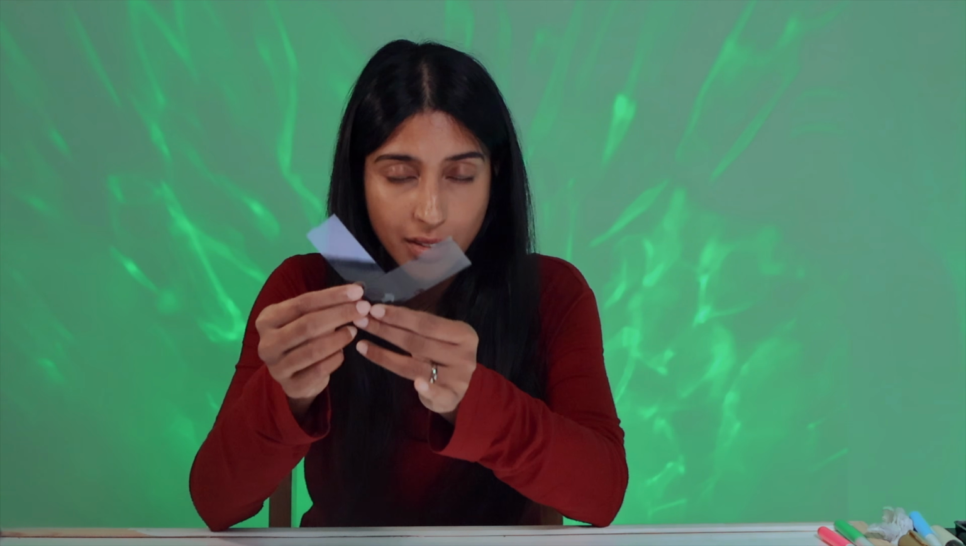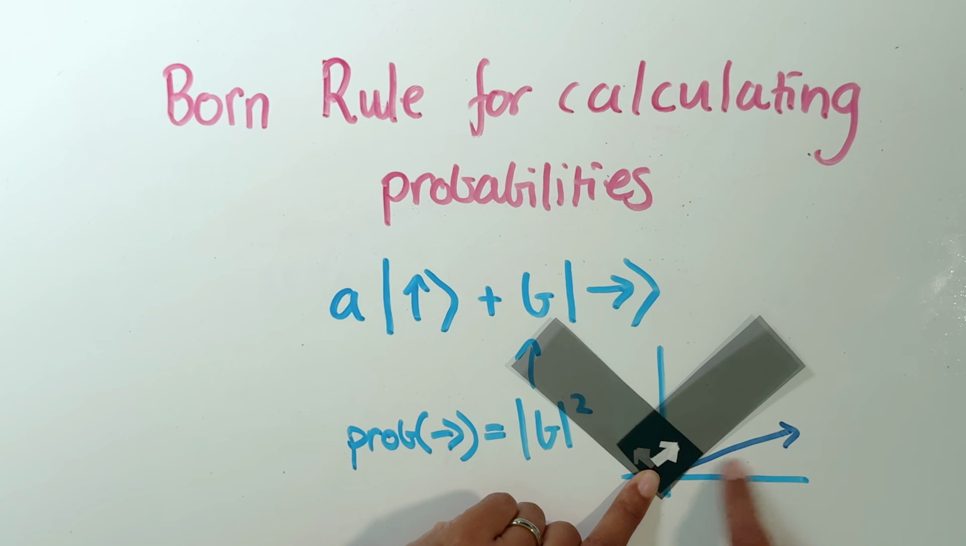If, on the other hand, I'm not interested in the probability of horizontal and vertical, but I'm interested in some other basis, let's say this one, then I have to rewrite the state into that basis first. So I have to rewrite my vector in this basis, and once I've done that, then I can look at the coefficients and take the mod squared of those coefficients to find the probabilities.